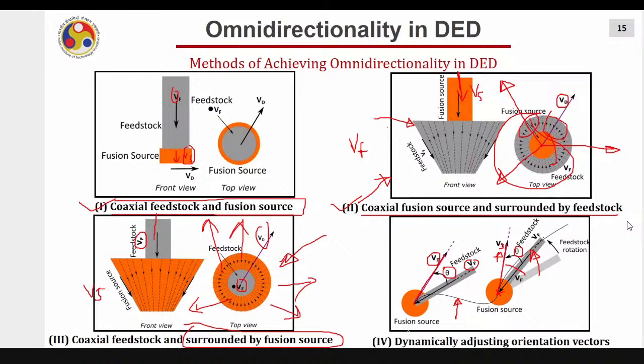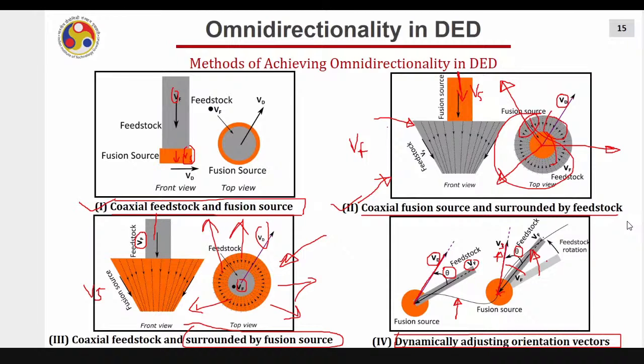And this I will call dynamically adjusting orientation vectors, so that at any point of time the angle between VF and VD will be theta, the angle between VF and VS will be something, maybe phi, and the angle between VS and VD, the angle between the fusion source and the deposition direction, will always be 90 degrees. But I have to make these arrangements.